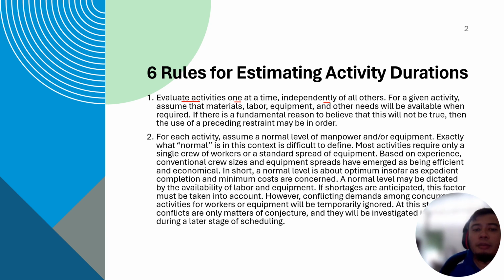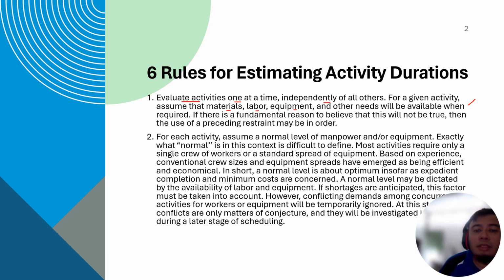So for a given activity, assume that materials, labor, equipment, and other needs will be available when required. Assume that there is no restraint on these three items: material, labor, equipment, and also any other needs for the activity. So assume that there is no restraint on that part. So what is the duration for the activity?